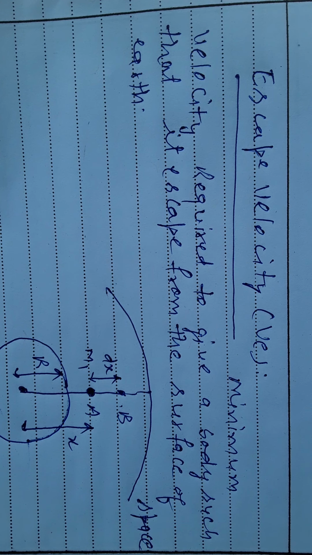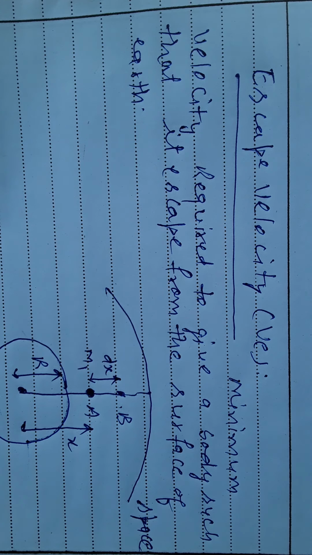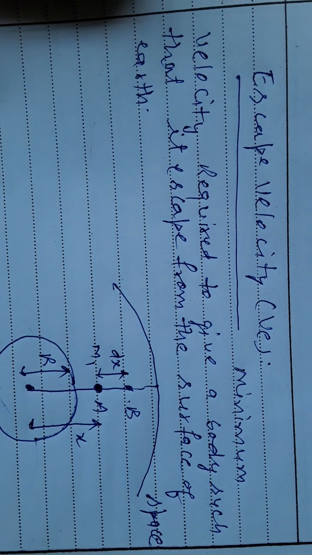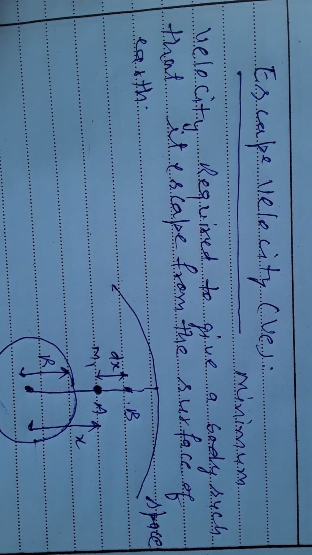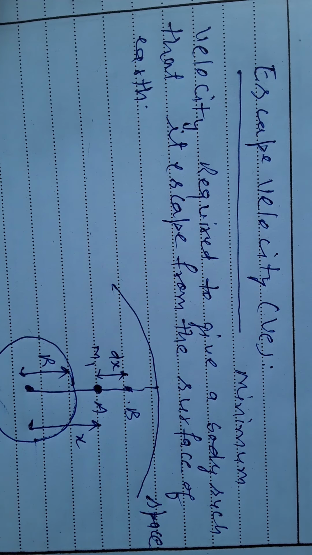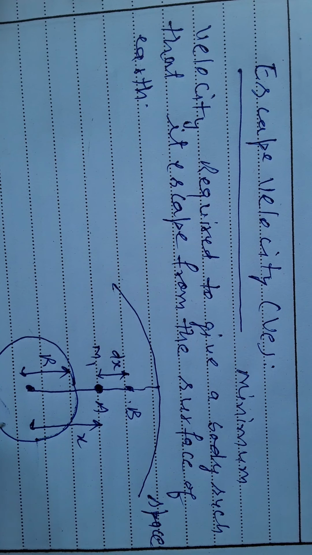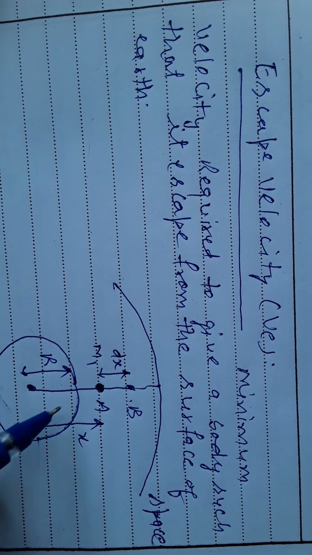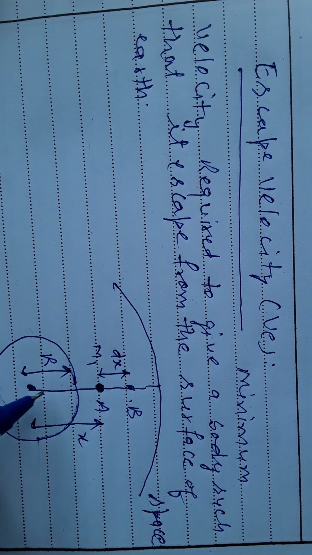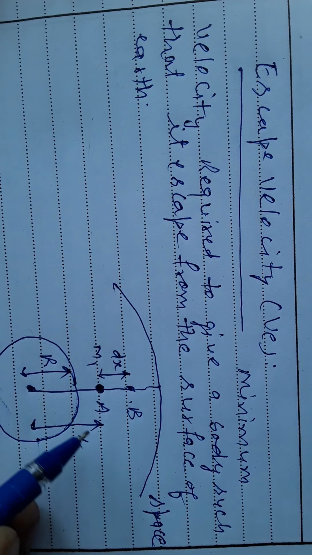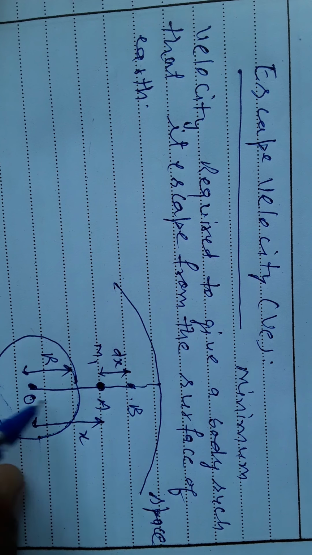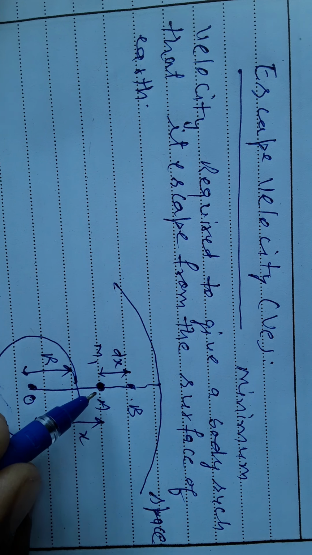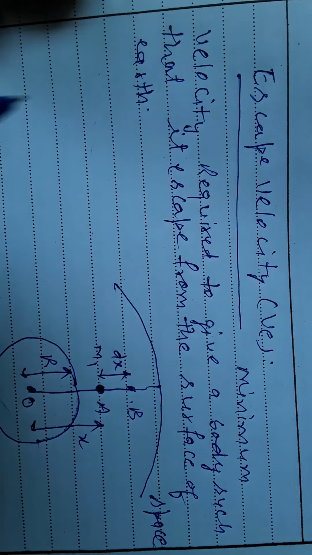The next topic is escape velocity. It is the minimum velocity required to give a body such that it escapes from the surface of Earth. Let the object of mass m1 be placed at the point A. Earth is of mass m. Radius of Earth is capital R. The distance from the center of the Earth to the point A is x.